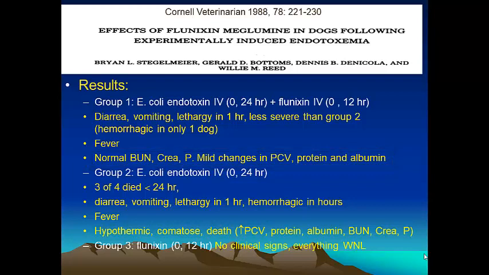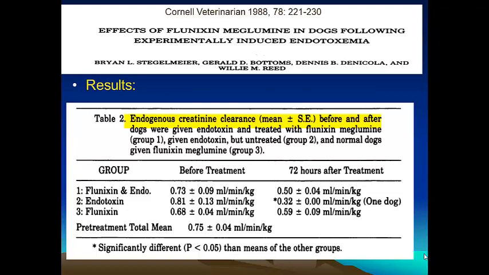And basically, the final group, which is the one that received flunixin alone, there were no changes in anything. Everything was within the normal limits, and the animals never developed any clinical signs. So if we take a look at the endogenous creatinine clearance, which is basically an indicator of the renal function before and after the animals were challenged in their respective groups, what we see here is that all the groups had decreases in the mean creatinine clearance when compared with their initial clearances. However, only the changes in group 2, which is the one animal that survived the endotoxin, because as I said before, all the other 3 animals had died in the first 24 hours, was significantly lower at 72 hours.